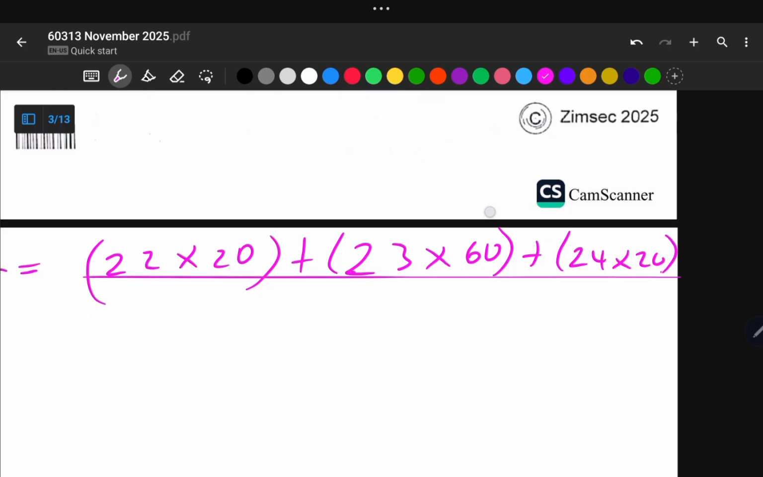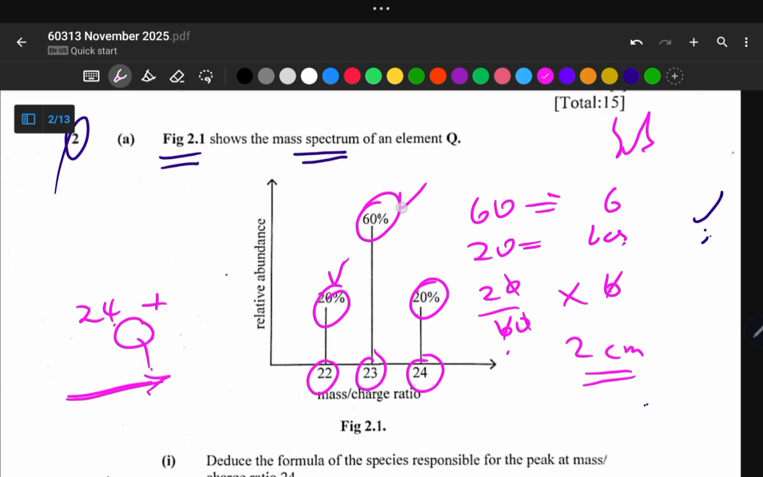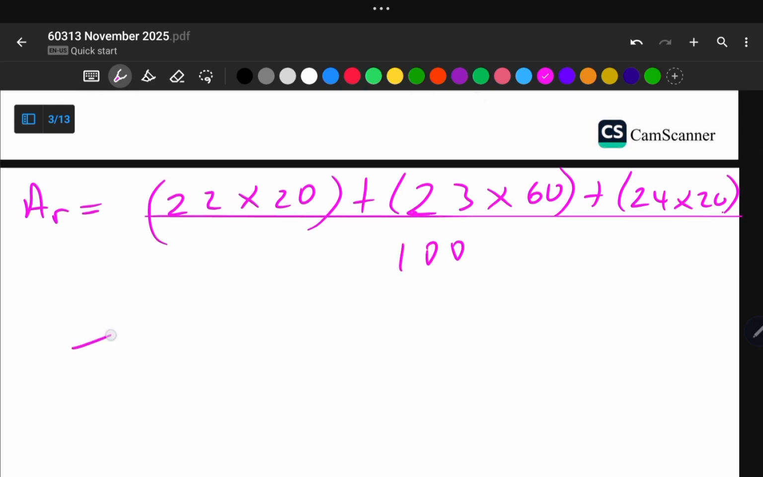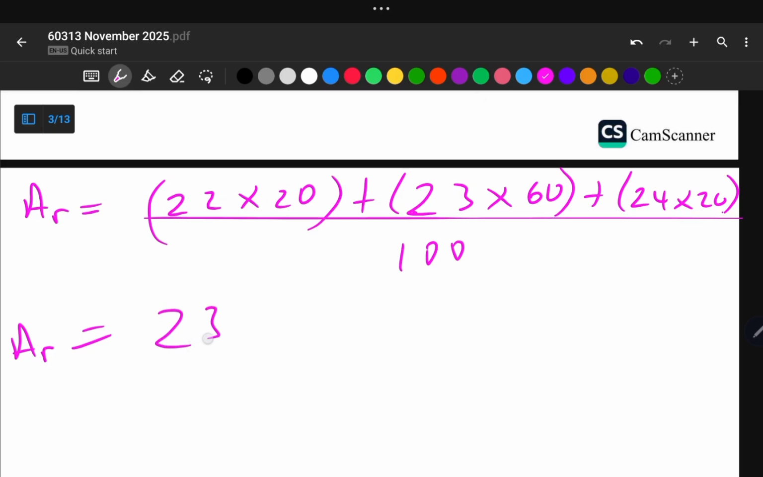And then we divide by the total abundance, right? The total abundance, we're having 20 here, 60, and then 20 here. So it's 20 plus 20 is 40, plus 60 to give us 100%. So we're simply going to punch this straight into our calculator. We're having 22 multiplied by 20, and then we add 23 multiplied by 60, and then we add 24 multiplied by 20, and then we divide by 100, and then we have 23, and we are done. So the relative atomic mass is equal to 23.